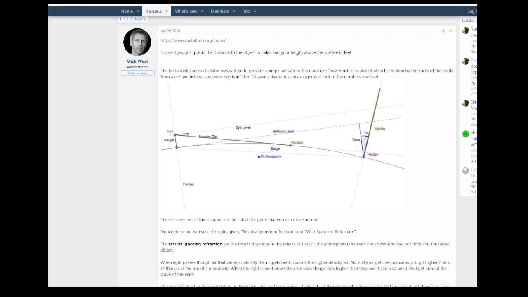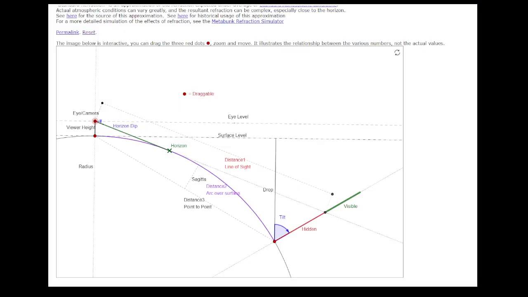Now, it's interesting to point out what's actually being said here. That the Metabunk curve calculator was written to provide a simple answer to the question, how much of a distant object is hidden by the curve of the Earth from a certain distance and view position. The following diagram is an exaggerated look at the numbers involved. Okay, so we can go and have a look at that. But the focus, remember, has always been on the bottom of something on the surface of the Earth being cut off, depending on your height above the surface.